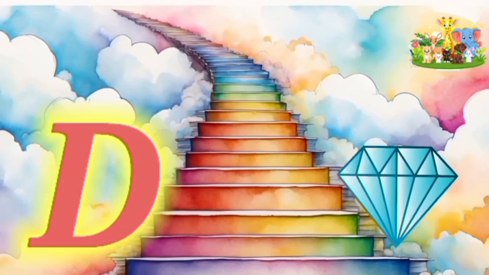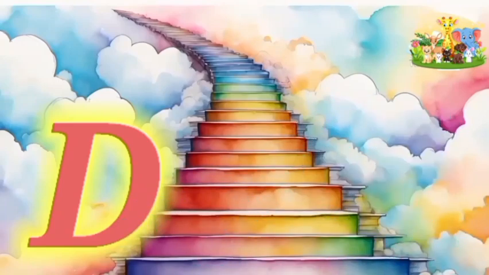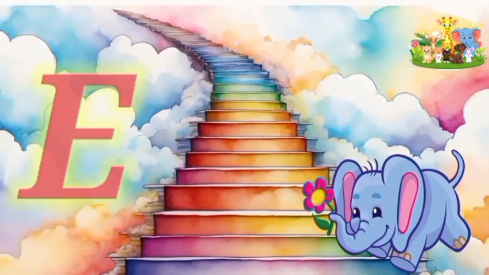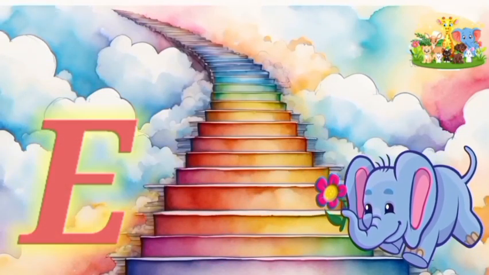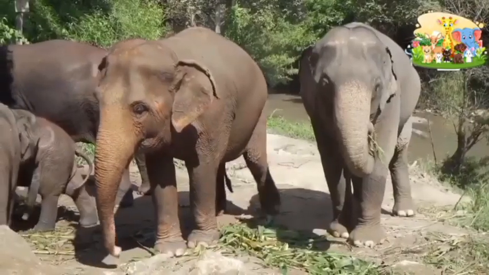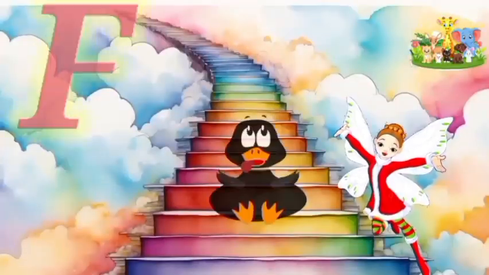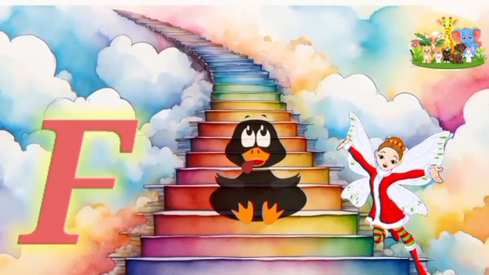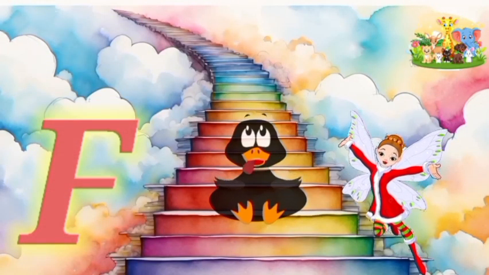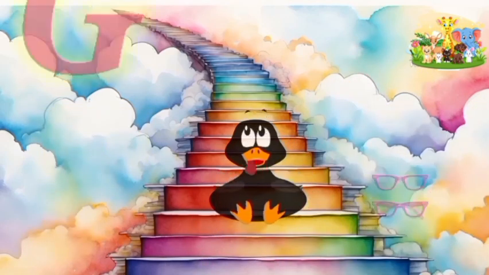Diamond. D, diamond. E is for elephant. Elephant. E, elephant. F is for fairy. Fairy. F, fairy. G is for glasses.